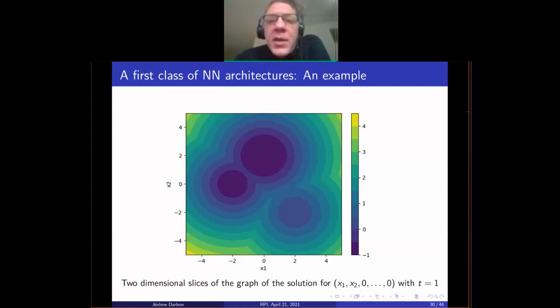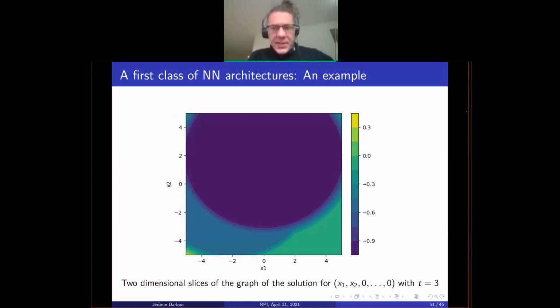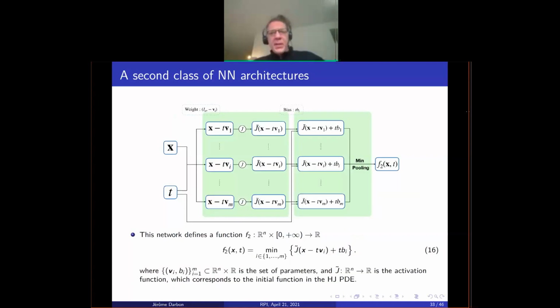You need to have a viscosity solution, and that can be seen because you have kinks in the level sets of the solution, and we see that the neural network is capable of capturing those kinks and shocks without any problem because it satisfies the theorem that we saw before. And this is for another t and another t.